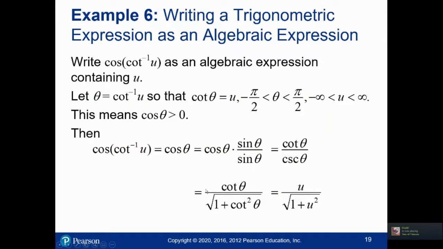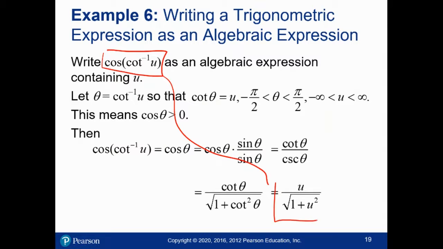So it doesn't matter what u was. All of this intermediate work, which is kind of confusing the first time you do it, I admit. At the end of the day, the cosine of the arc cotangent of u worked out to be this algebraic expression involving u. So let's see another one.